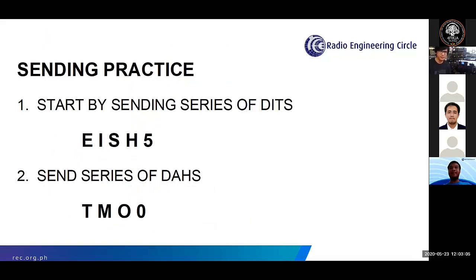Now this is the standing practice that we always use. In the morning I do this, and this is generally basically what they're really doing. So the letters E, I, S, H, and 5 are all dits. They are all dits. So E, if you're going to look on your screenshot, it's dit. So we're not going to do muna yan.